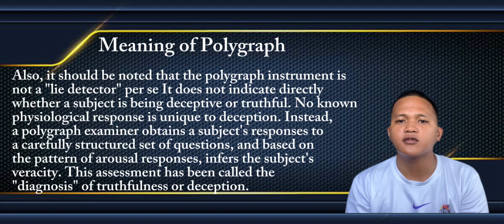Also, it should be noted that the polygraph instrument is not a lie detector. Per se, it does not indicate directly whether a subject is being deceptive or truthful. No non-psychological response is unique to deception. Instead, a polygraph examiner obtains a subject's responses to a carefully structured set of questions, and based on the patterns of arousal responses, infers the subject's veracity. This assessment has been called the diagnosis of truthfulness or deception.